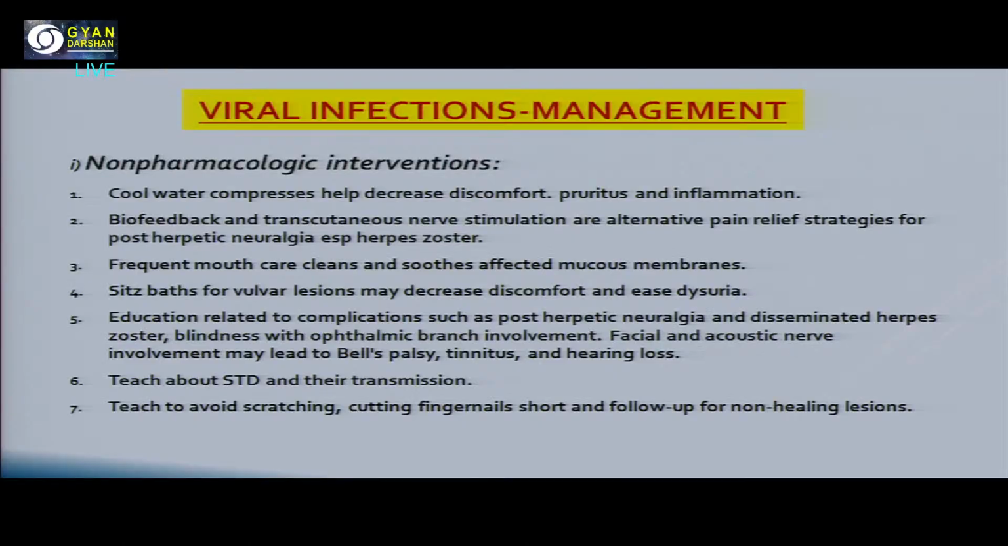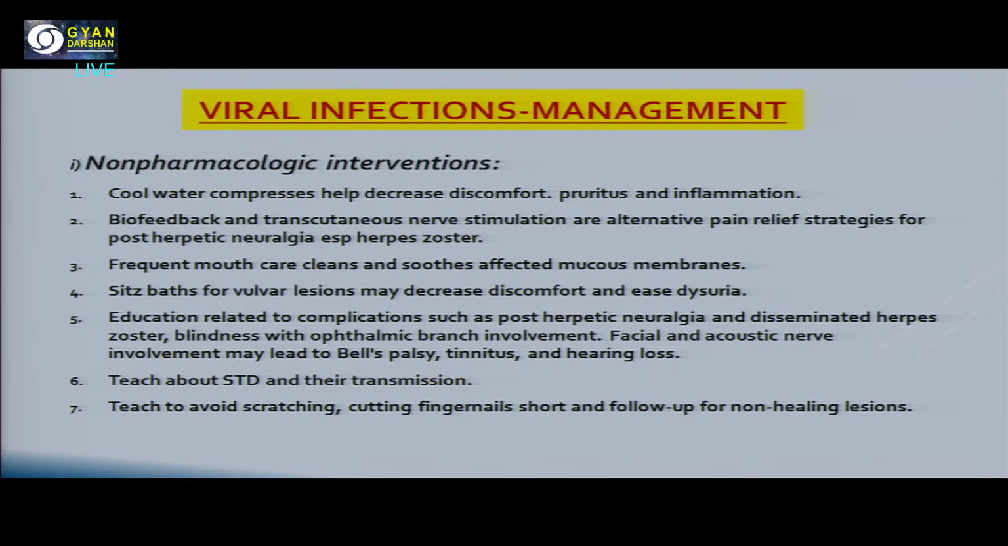We also need to tell the patient that there may be a risk of blindness if herpes involves the eye nerve. Then, we also need to tell the patient that facial and acoustic nerve involvement may also be there. So, the patient needs to be alert about this. There may also be Bell's palsy, tinnitus and hearing loss.